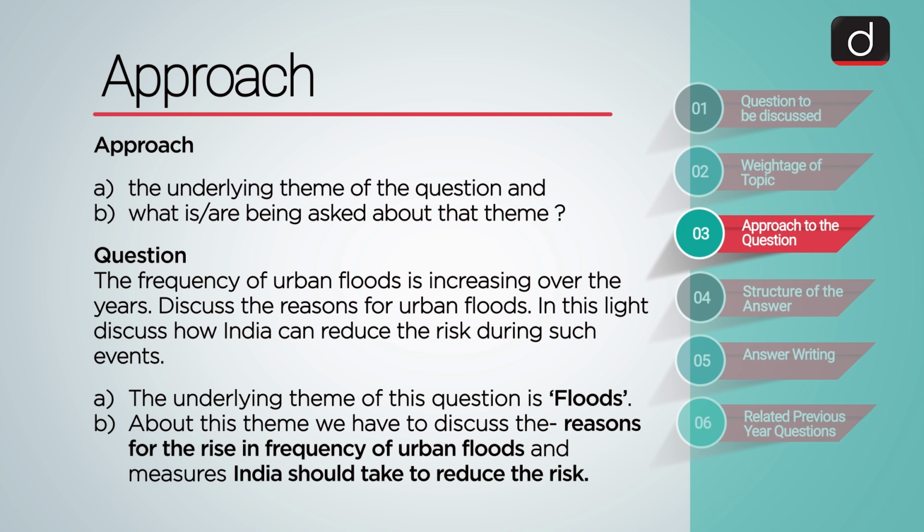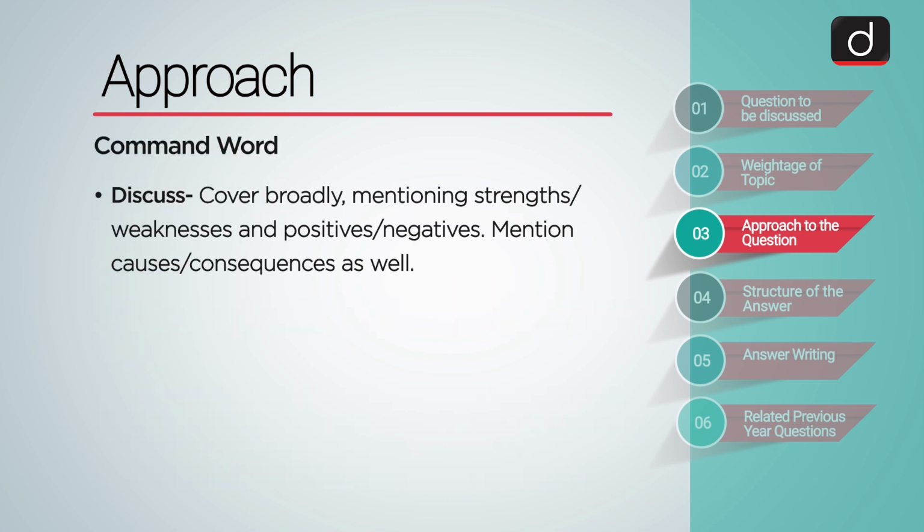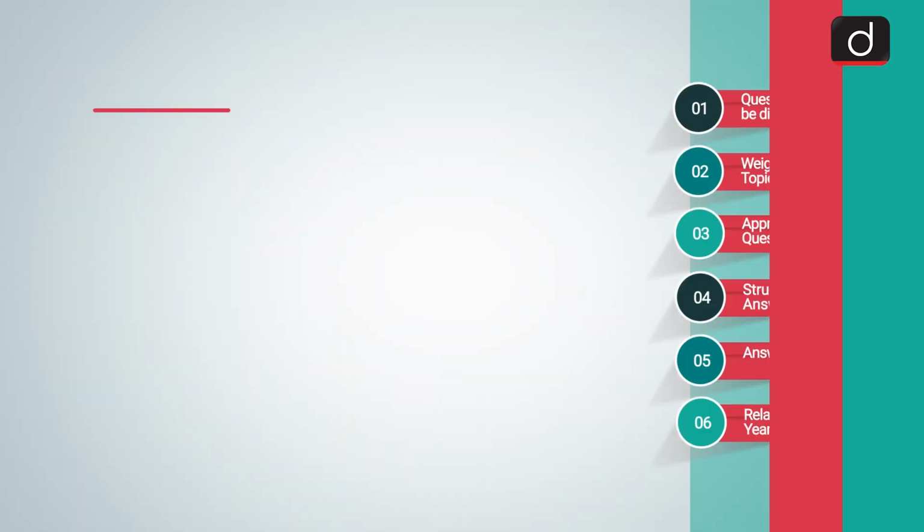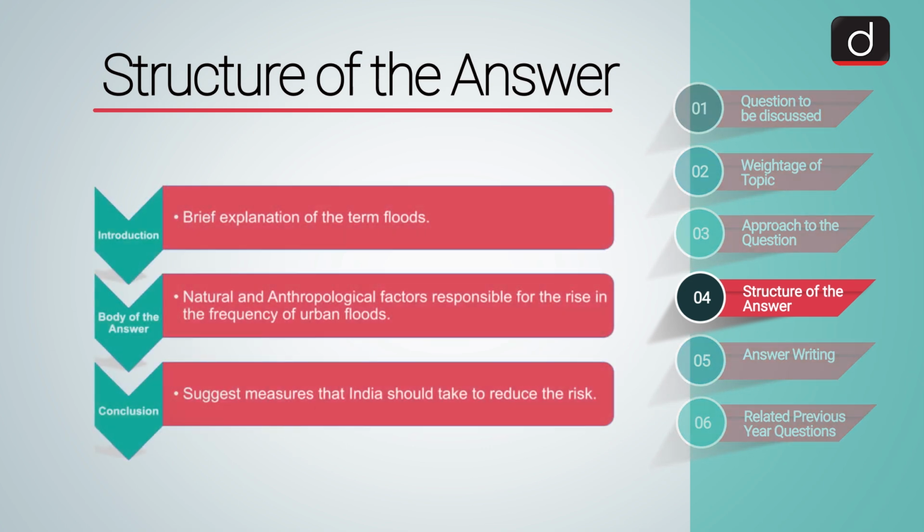To answer the given question, let us first understand the meaning of the command word discuss. Discuss simply means to cover broadly, mentioning strengths, weaknesses and positives and negatives. Mention causes and consequences as well. Now let's focus on how to structure the answer. The first part of the answer will be an introduction, which will include a brief explanation of the term floods. The second part of the answer, that is the body, will have two subparts. A, natural factors responsible for the rise in frequency of urban floods. B, anthropological factors responsible for the rise in frequency of urban floods. Lastly, in our conclusion, suggest measures India should take to reduce the risk.